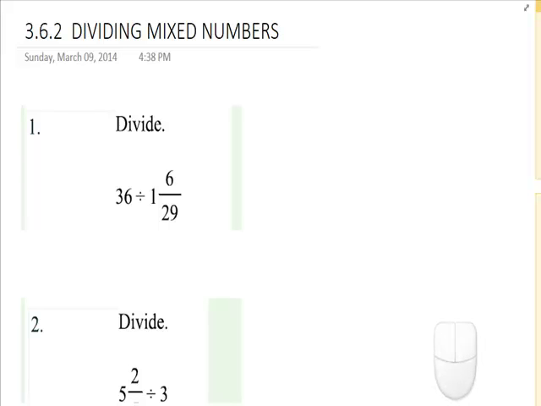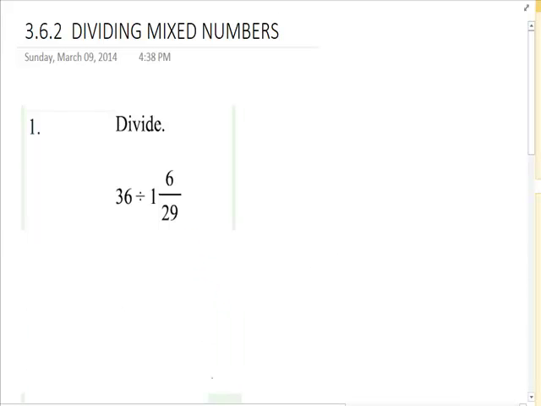We're going to continue with our work with mixed numbers, and now we're going to move on to division. Just like multiplication, the first step has to be that all the numbers need to be in fractional form. So if I start with 36 divided by 1 and 6/29, I have to start by changing 36 to 36 over 1. Keep it division. 29 times 1 is 29, plus 6 will make 35 over 29.